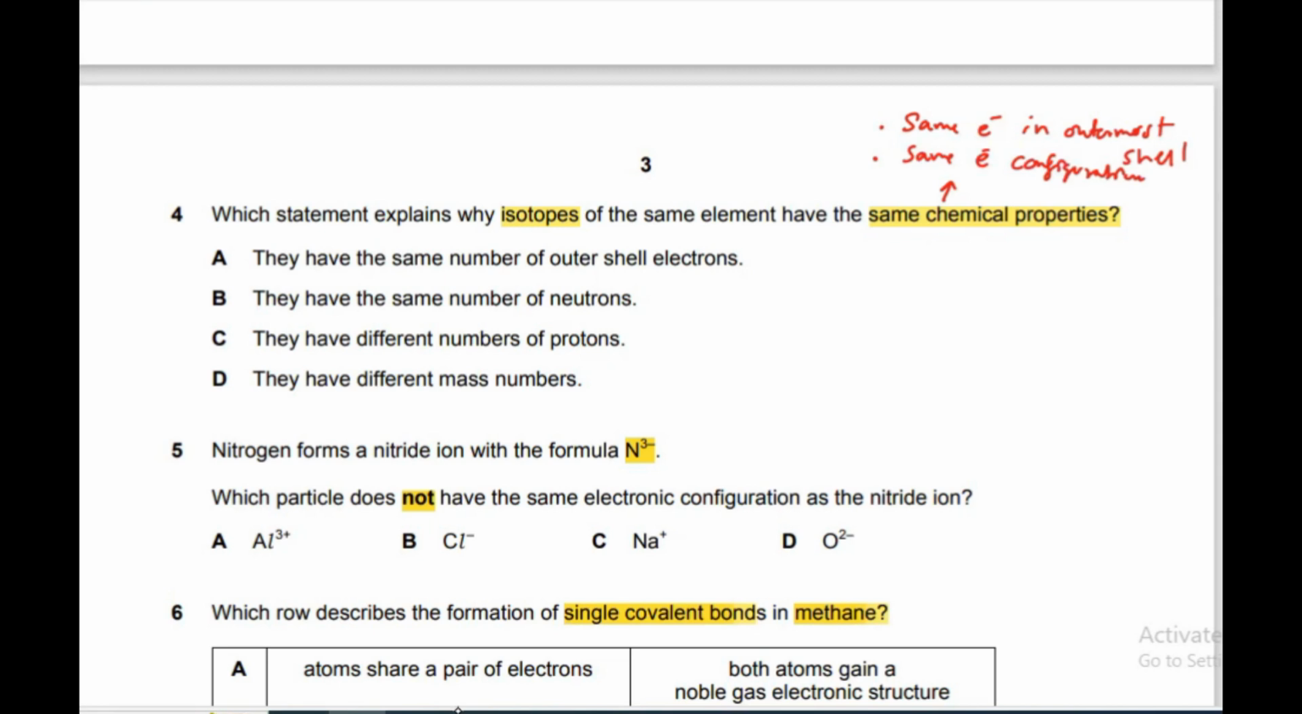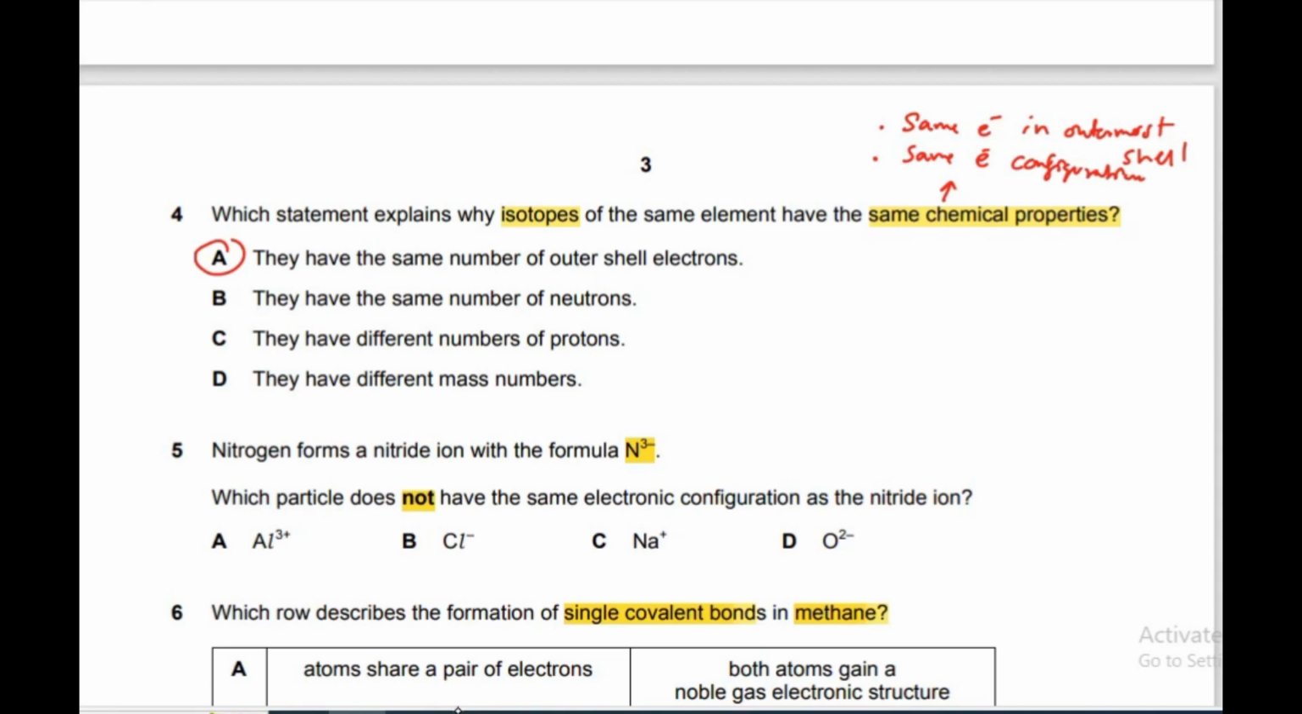So just look at the options. They have the same number of outer shell electrons. Yes, this is the answer. They have the same number of neutrons. Neutrons are not concerned with the chemical properties of the elements. They have a different number of protons. Protons are not concerned. They have a different mass number or nucleon number. This is not the option.